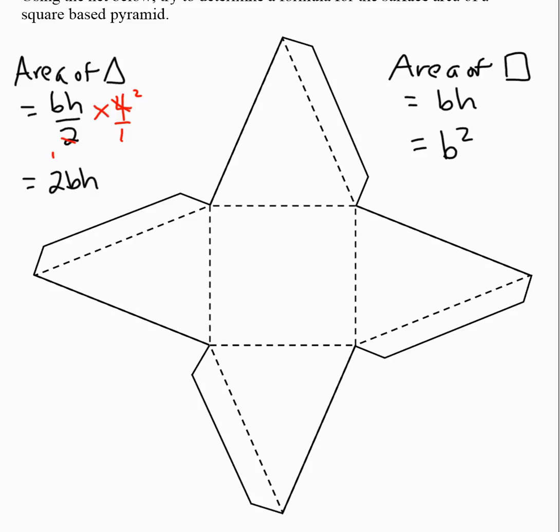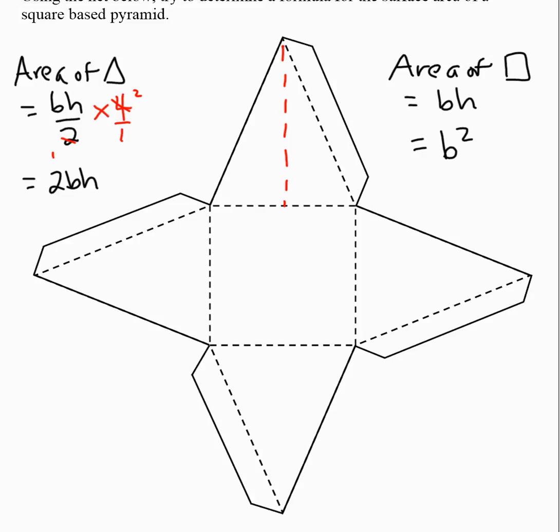And the problem is that the height is actually used somewhere else. The height is used in volume. And the height means the height of the entire pyramid. It doesn't mean the height of the triangle. So this dotted line is the height of the triangle.